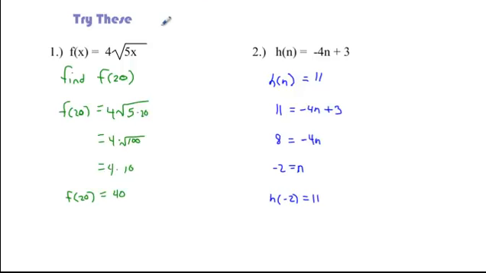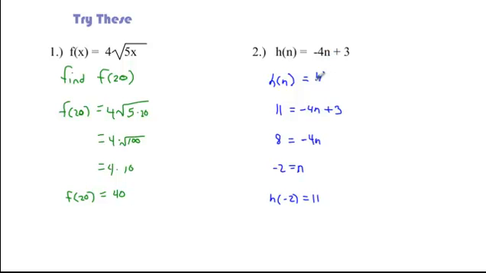Okay, we're back. On the left, you just are going to plug in and evaluate, and then give your final answer. You're finding f of 20, so x is 20. 5 times 20 is 100, and the square root of 100 is 10. If you needed a calculator for that, there's another way to do this. You think, what times itself equals 100? If you square something and it's 100, what must that something have been? That's 10. 4 times 10 equals 40, so f of 20 equals 40.